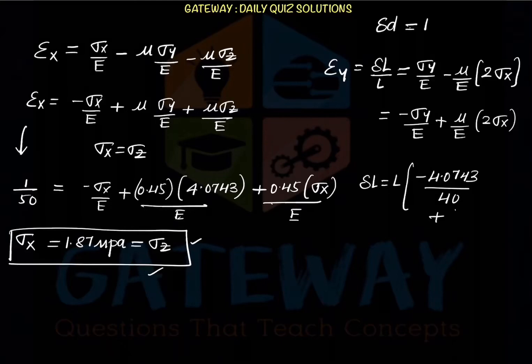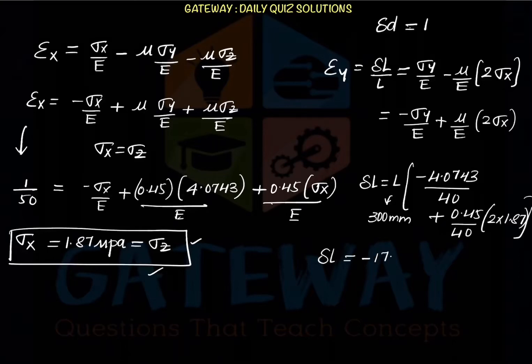4.0743 upon the value of E is 40 plus mu is 0.45 upon 40 into 2 into 1.87, and L is also already known, given initially as 300 mm. From that we will calculate the value of delta L, and it comes out to be minus 17.893475 mm. Why minus? Because it is compressive, the length is decreasing. So here our answer for delta L is 17.935 mm.